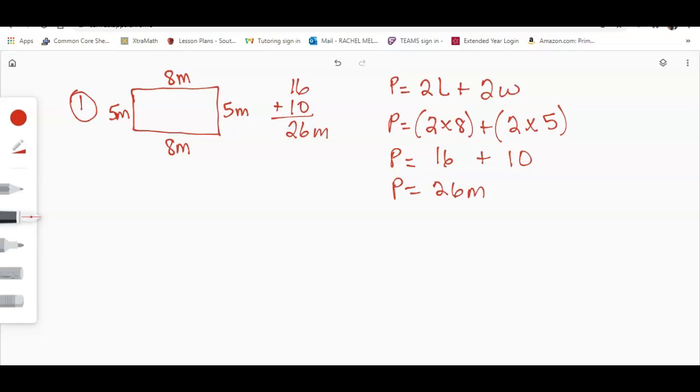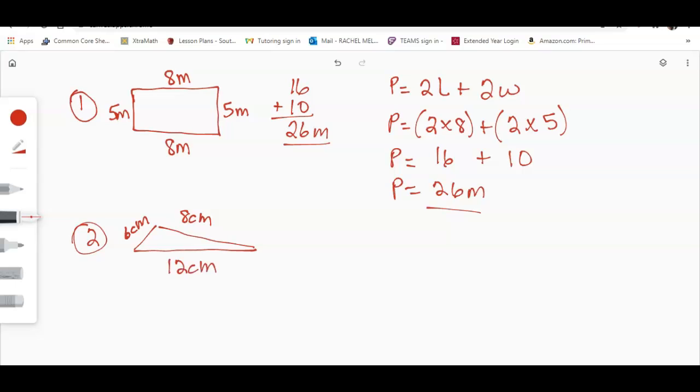Okay, so whether I use the formula or just the general rule of add up all the sides, I get the same answer. Okay, now let's do a triangle. I have an obtuse triangle here. Okay, this side is 6 centimeters, this side is 8 centimeters, and this one is 12 centimeters.